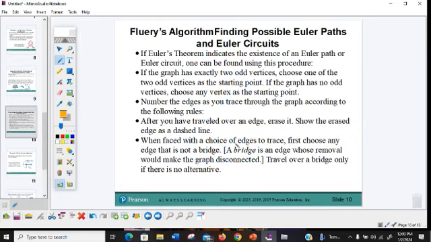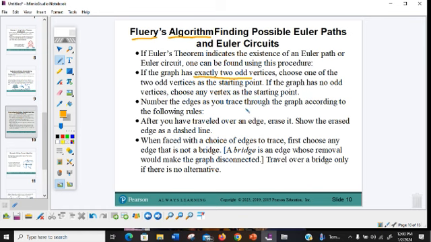Now let's discuss a method on how to find an Euler path and Euler circuit. It's called Fleury's algorithm. It says if Euler's theorem indicates the existence of a path or a circuit, one can be found using this procedure. If the graph has exactly two odd vertices, choose one of the odds as a starting point. If the graph has no odds, you can choose any vertex. That one will help you find the circuit.